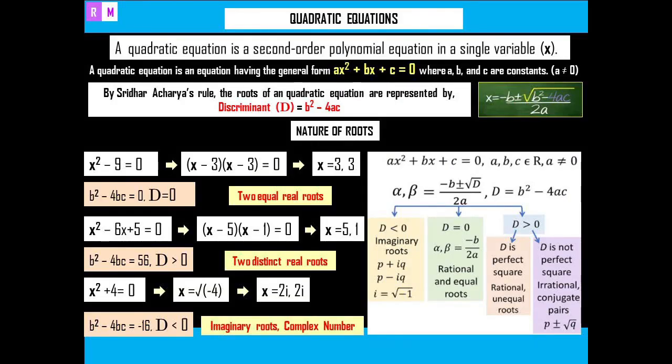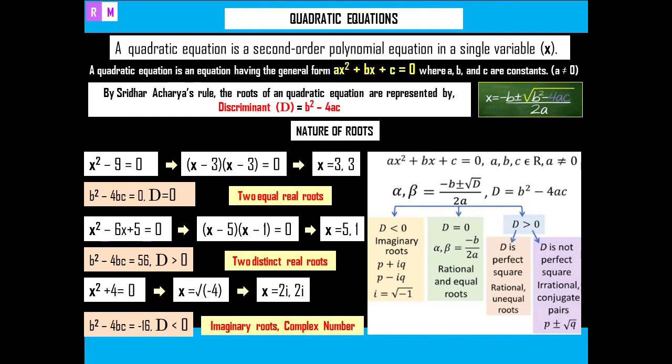Chapter 4, Quadratic Equations. Any second order polynomial equation with a single variable is known as a quadratic equation. A quadratic equation can be represented as ax square plus bx plus c equals 0. According to Sridhar Acharya's formula, discriminant equals b square minus 4ac.